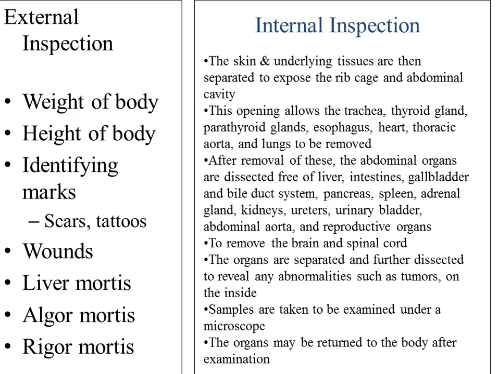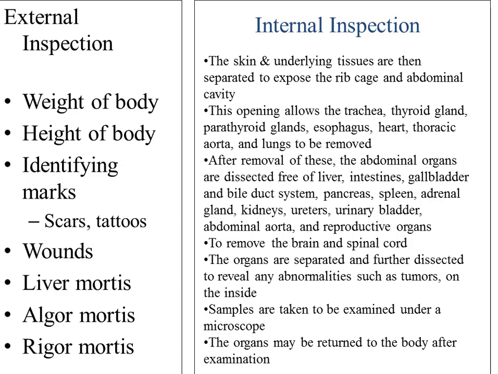During autopsy, we make an external inspection and an internal inspection. During external inspection, we must know the weight and height of the body. We write down the identifying marks like scars, tattoos, wounds, algor mortis, rigor mortis, postmortem patches, and maybe redistribution of the blood and other features of biological death and postmortem changes.